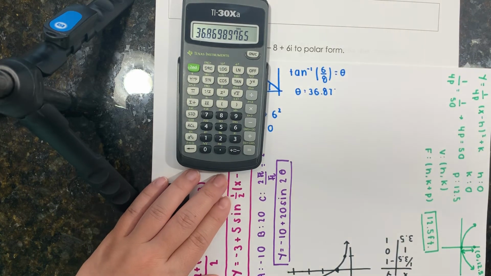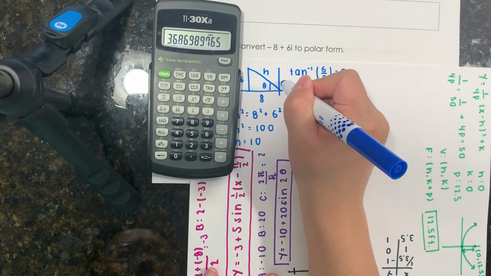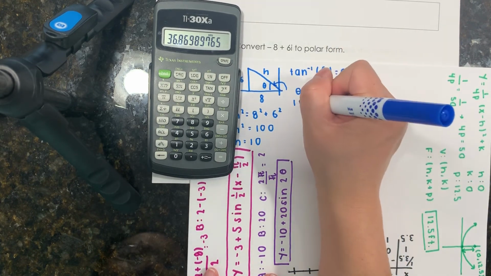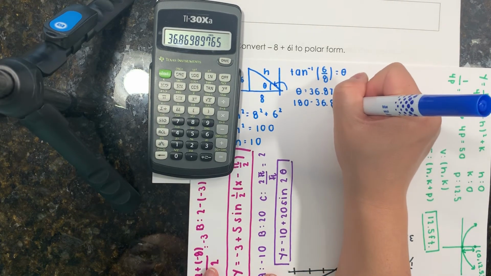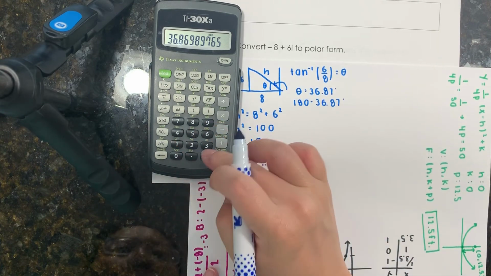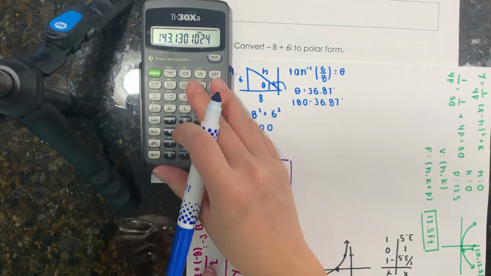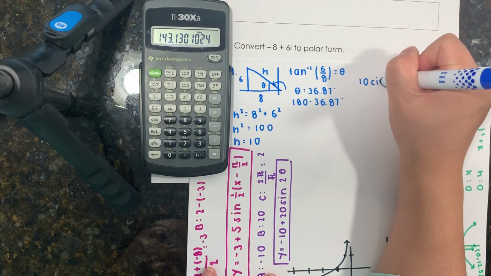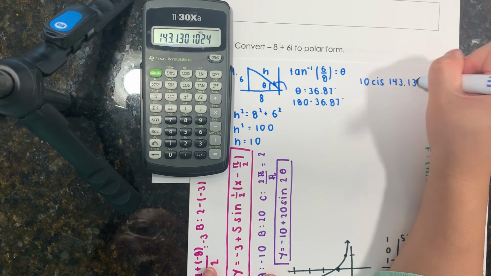36.87 degrees. But because we're in quadrant 2, we need to subtract that from 180 because we need to know the distance from 0 degrees. So 180 minus 36.87 will give us 143.13. So my answer is going to be 10 cis 143.13.